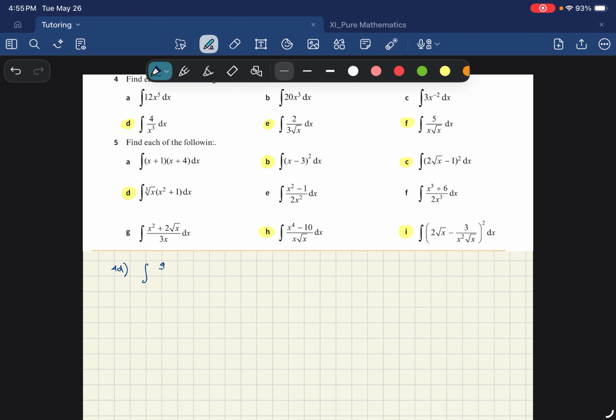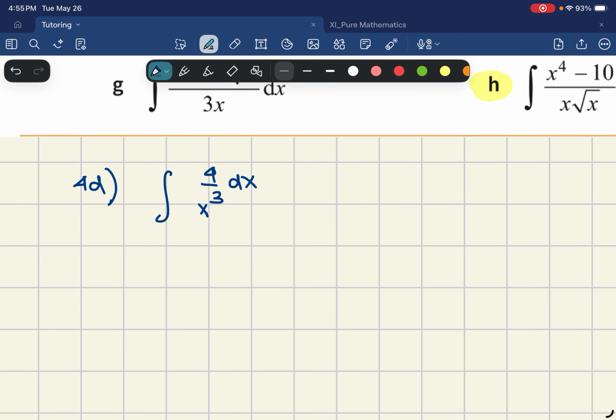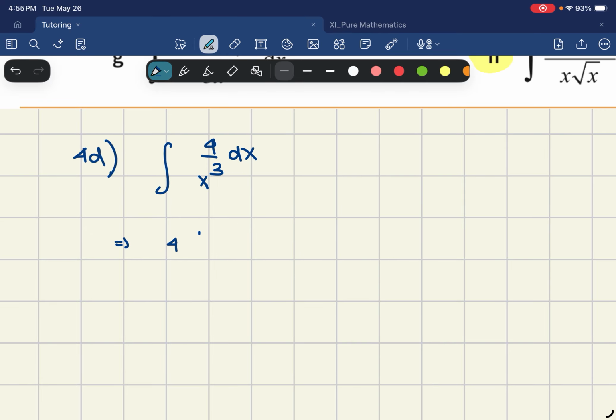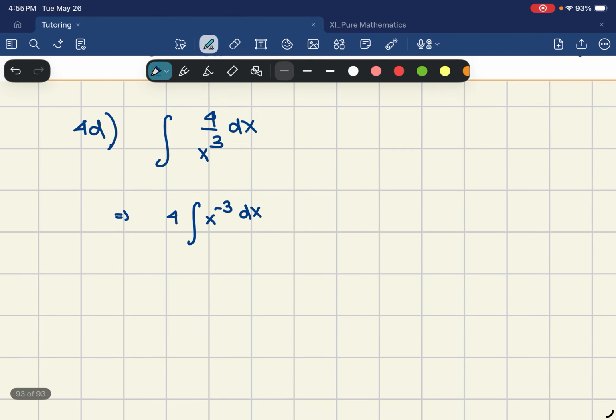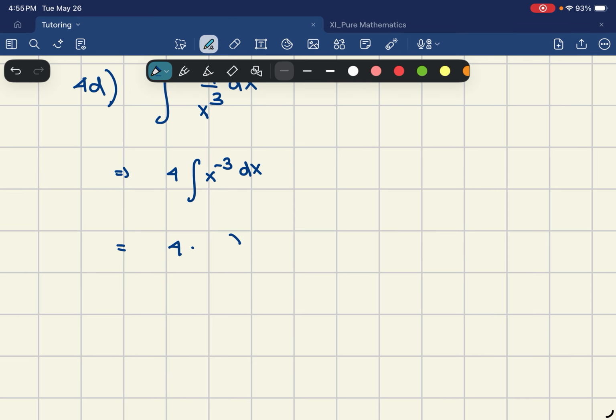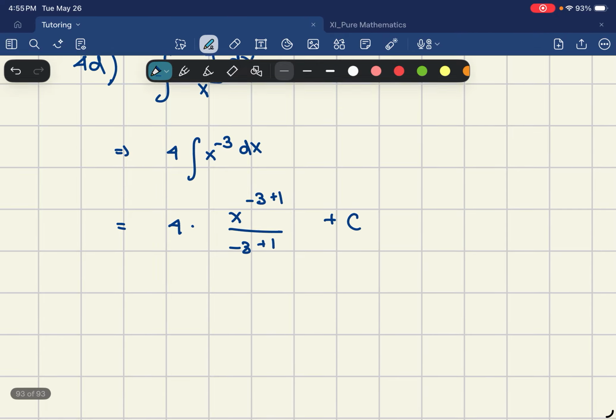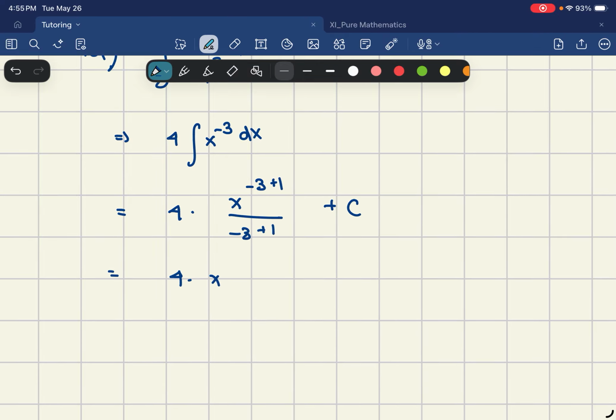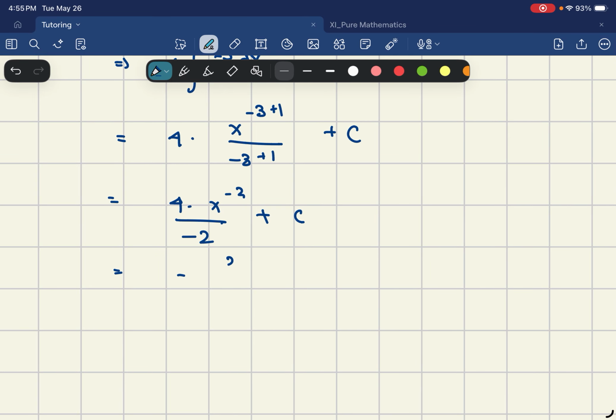You have the integral of 4 over x cubed dx. So I encourage you, the ones that I don't do, please try on your own. So you can factor out the 4, and it's the integral of 1 over x cubed dx. And I can write this as x to the power minus 3 actually. And that is going to be 4 x to the power minus 3 plus 1 divided by minus 3 plus 1 plus c. So that gives me 4 times x to the power minus 2 divided by minus 2 plus c. And that is just going to be minus 2 over x squared. If you simplify this expression, you are going to get this answer.